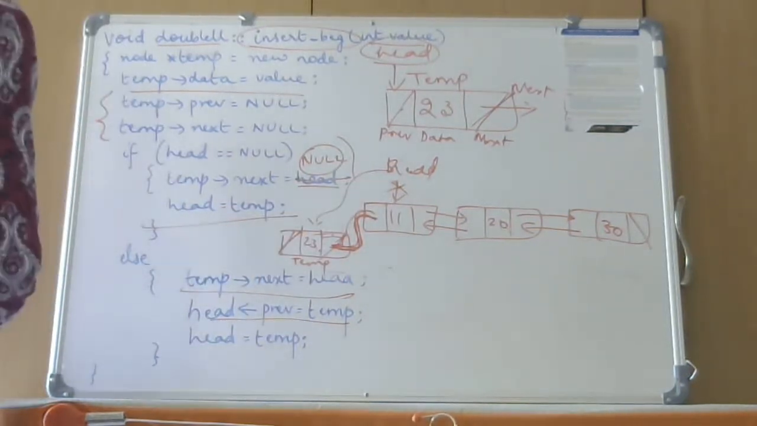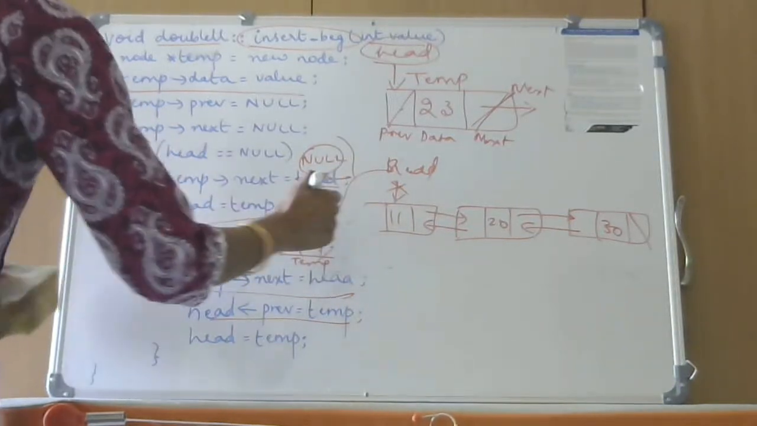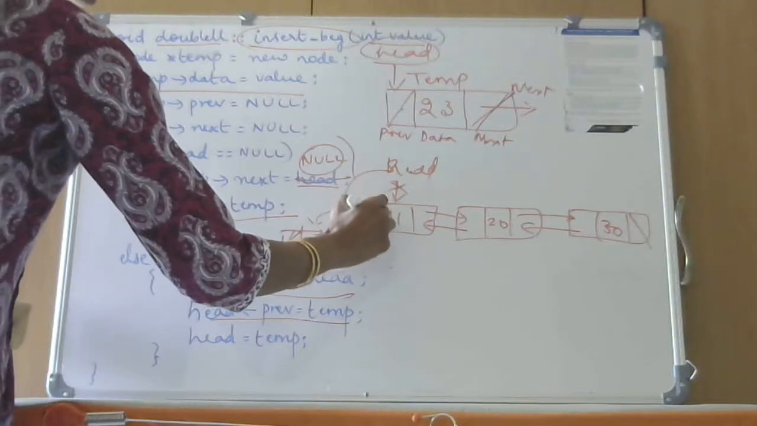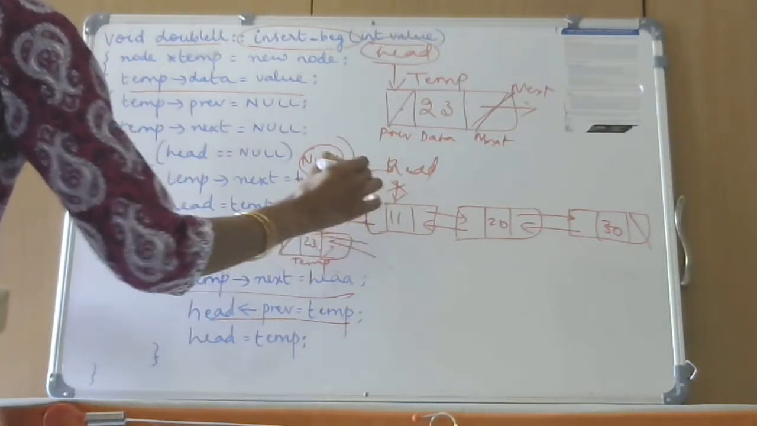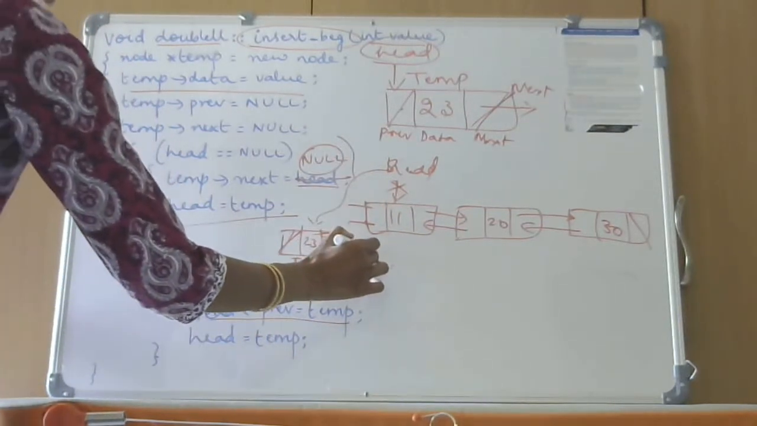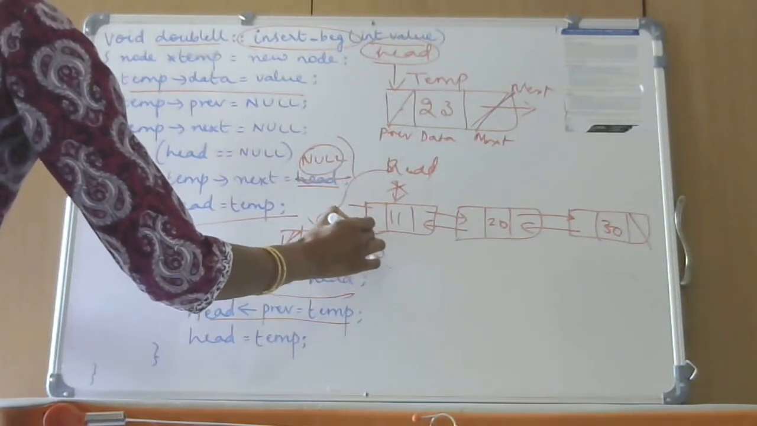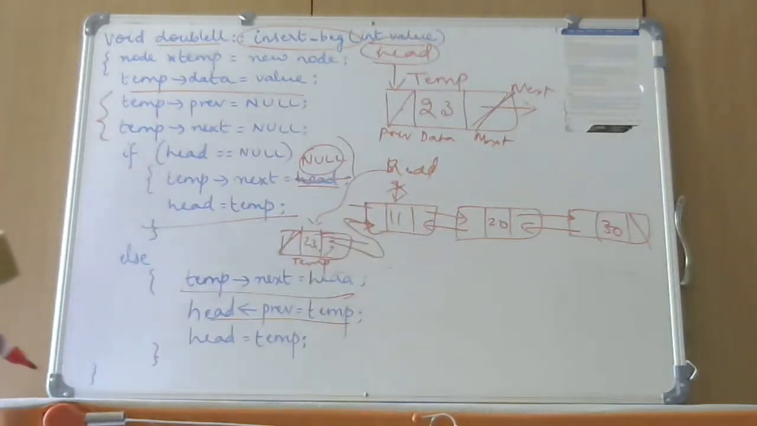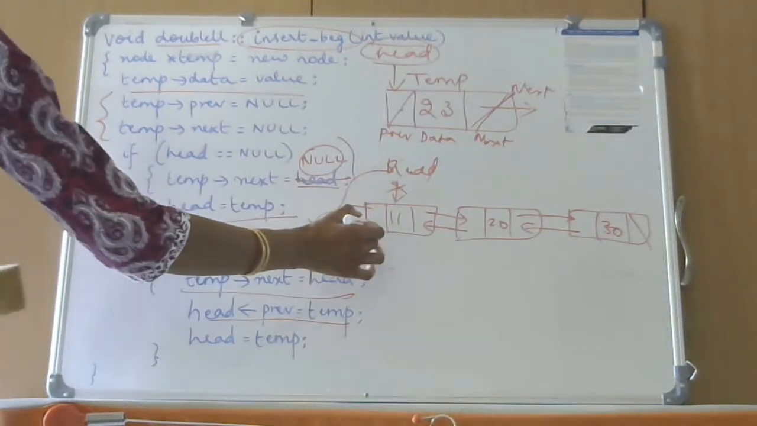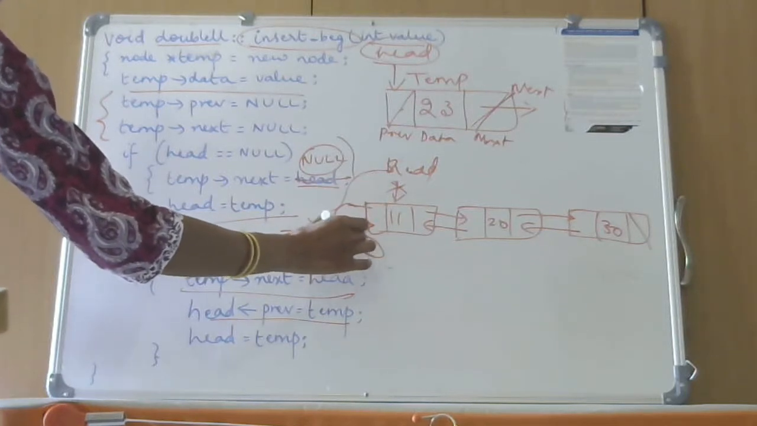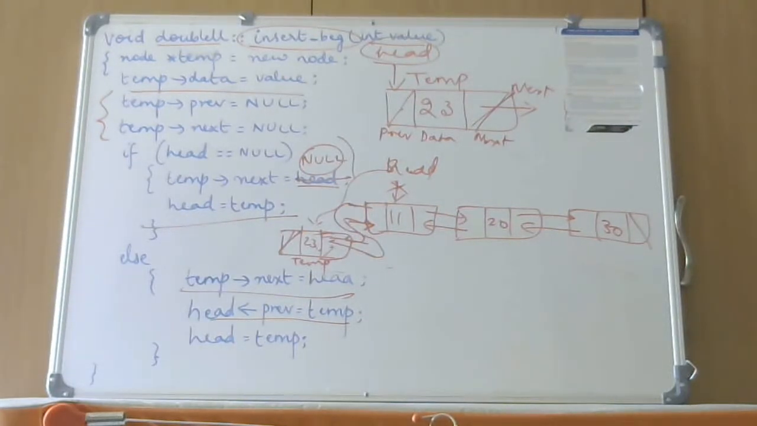That means there are two links. This has two links, previous and next. This also has two links, previous and next. Temp of next should point to head. That is what we have done. Head of previous should point to temp. That also we have done.